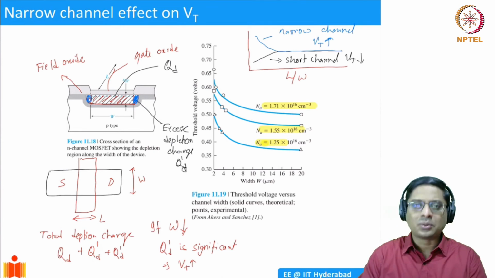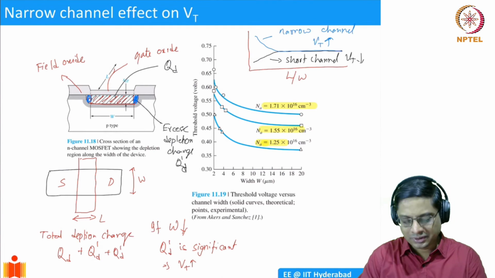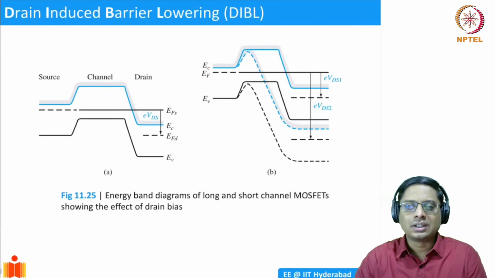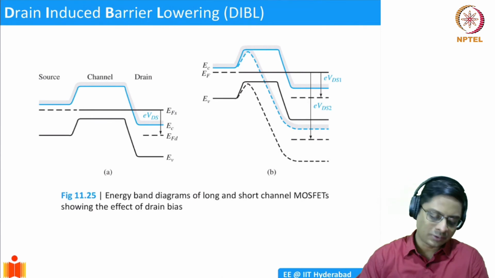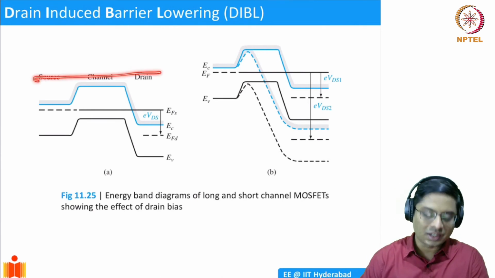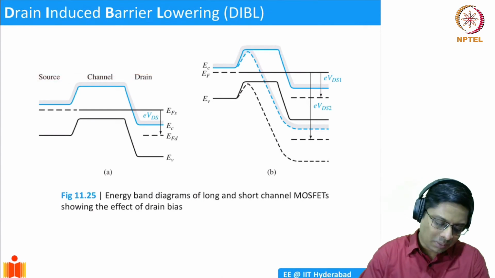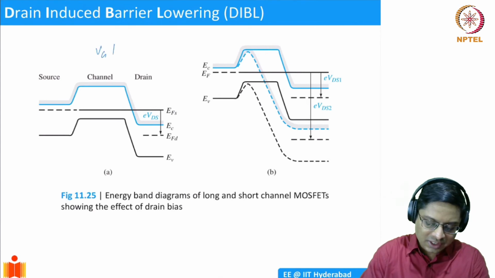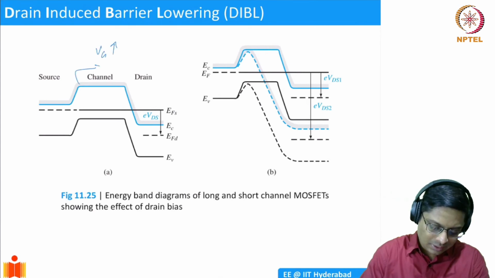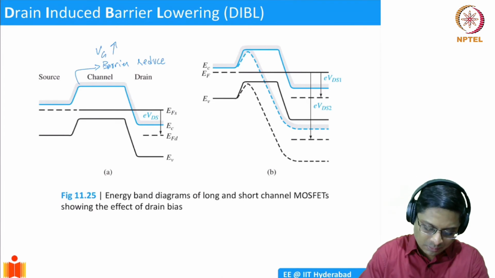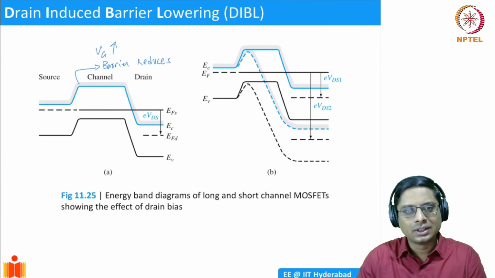There is one last thing that I want to discuss briefly before I stop the discussion. That is what is called drain-induced barrier lowering. We saw the band diagram when there is no drain bias applied. We have drawn band diagrams from the source through the channel into the drain. When there is no bias applied, there is a barrier created, and when you apply gate voltage, if VG increases, this barrier reduces. So current flows. This is the basic operation of a MOSFET, correct? That's why the current flows.